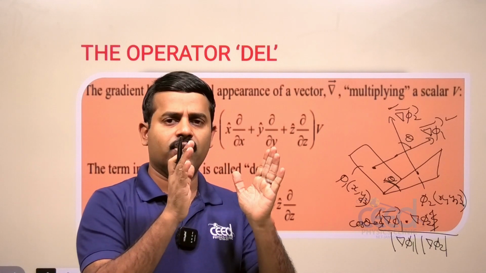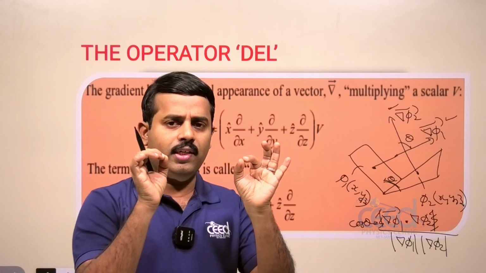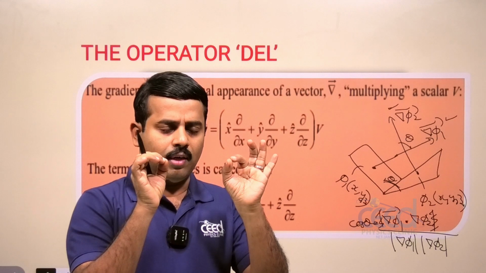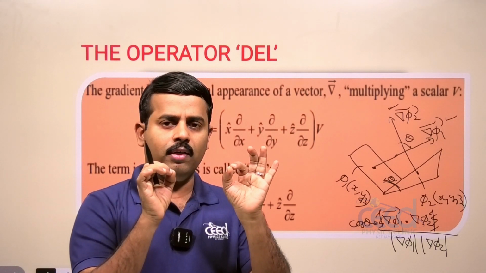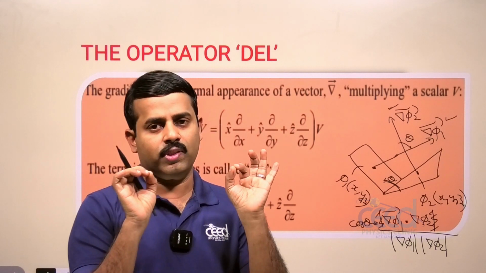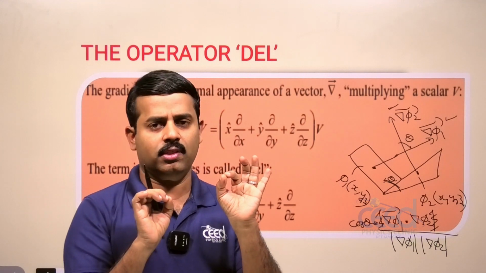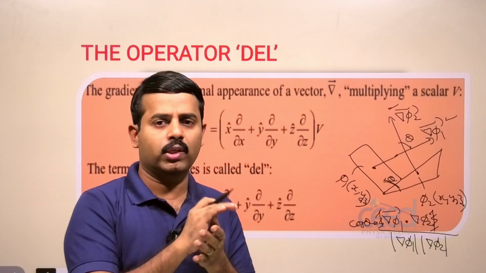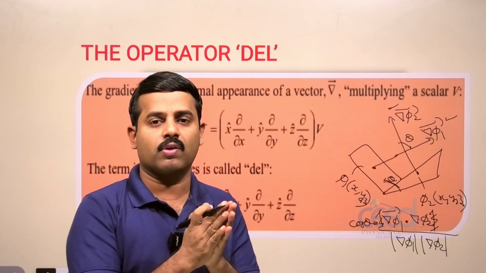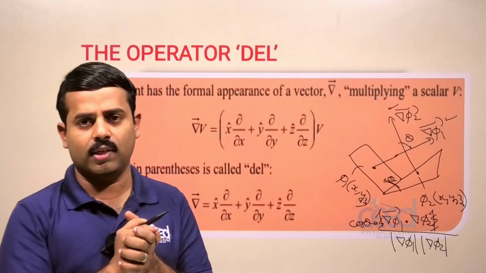So what is gradient phi? Gradient phi represents the direction of the normal to the surface. So you can find the unit normal vector and the angle between two surfaces, all of that we can find from this.